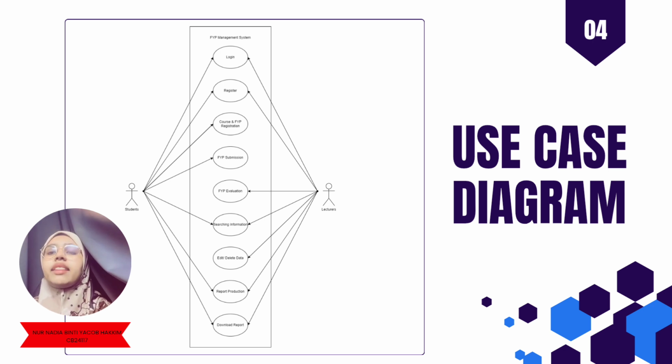Our use case diagram displays the system's core functionalities and how users interact with them. Students can register, log in, manage their profiles, submit FYPs, and download reports. Lecturers, on the other hand, can evaluate projects, edit or delete data, and generate reports. This diagram helps to define the scope and ensure that all necessary actions are covered based on users' roles.